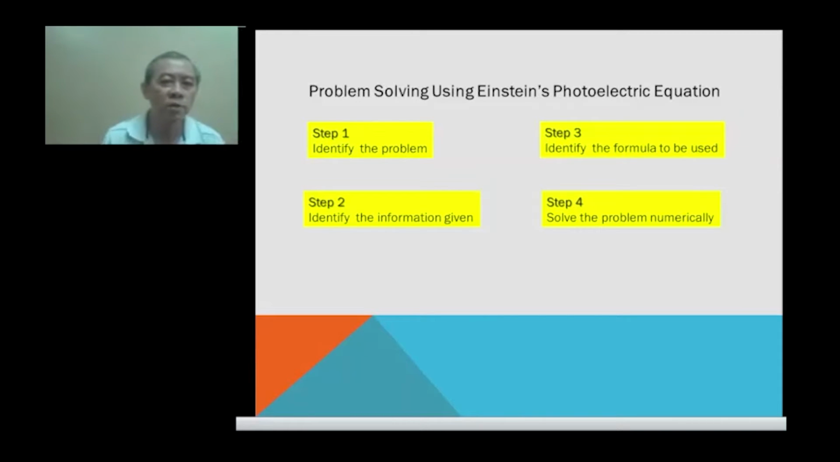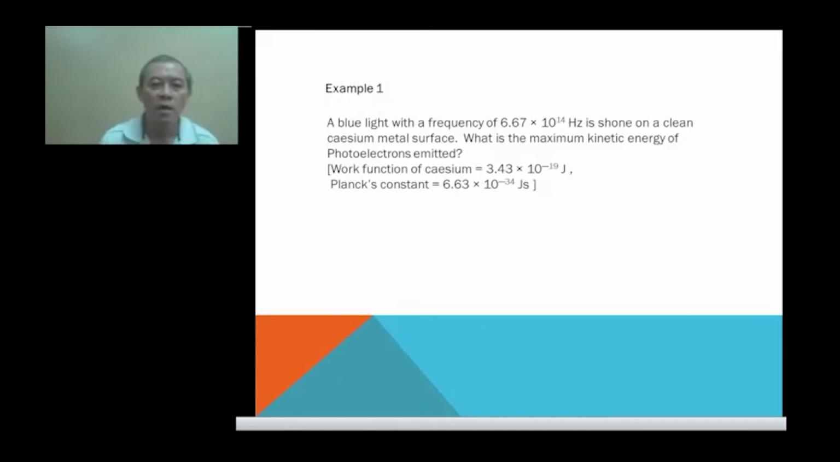Okay, now we go to the problem solving using Einstein photoelectric equation and another suitable equation or formula. Okay, we have four steps here in problem solving. So step one, identify the problem. Step two, identify the information given. Step 3, identify the formula to be used. And step 4, solve the problem numerically. Okay, we'll discuss the four examples.